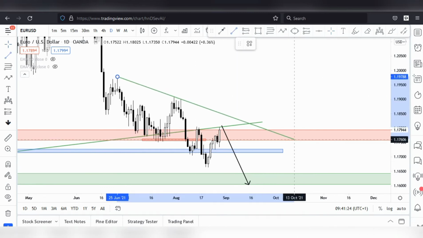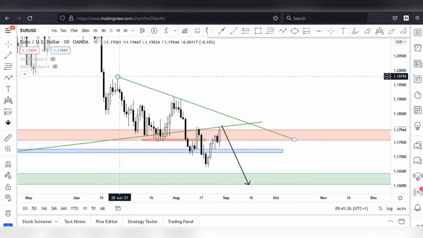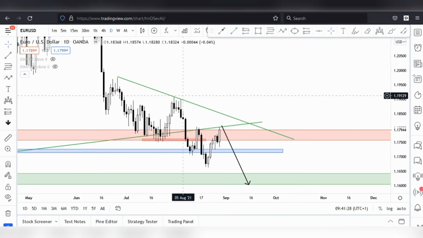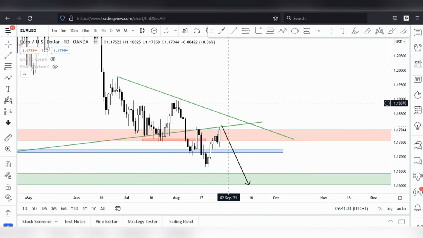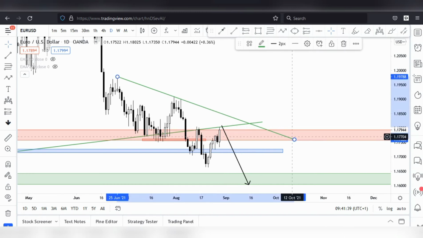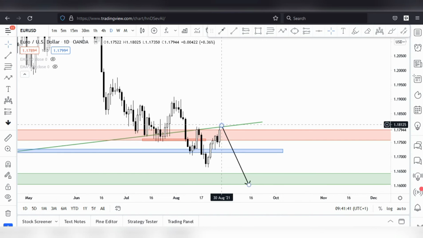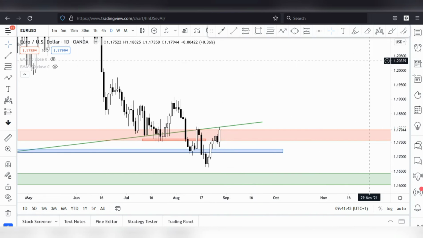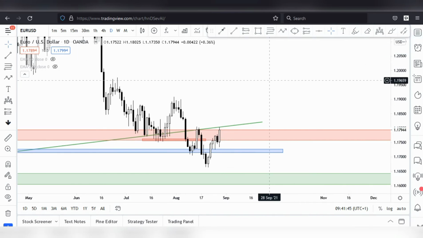I would probably only sell on the break of this trend line here. So if price comes above it and breaks above this level, then I'm looking to buy the Euro USD. If not, I'll just be watching to see how price ends up reacting. Okay, so that's my analysis for Euro USD, is to wait and see.